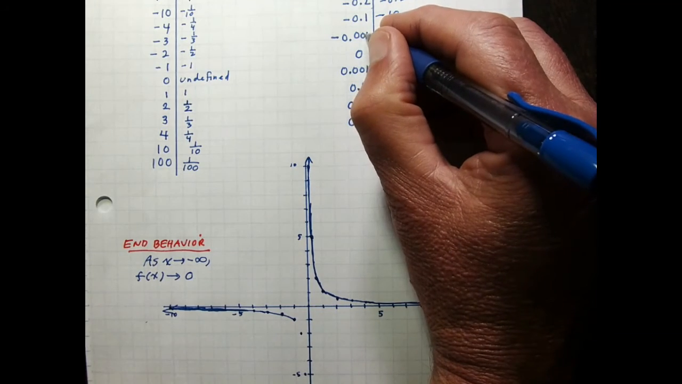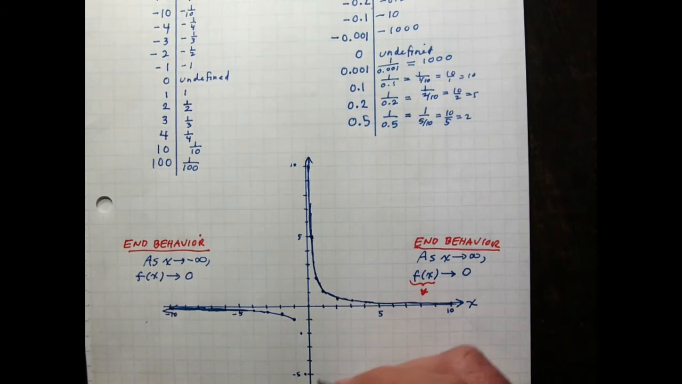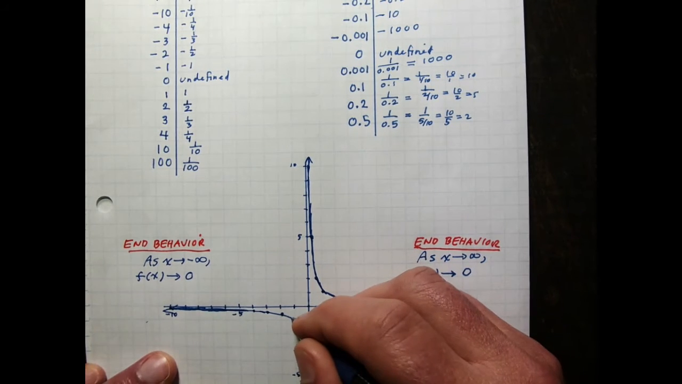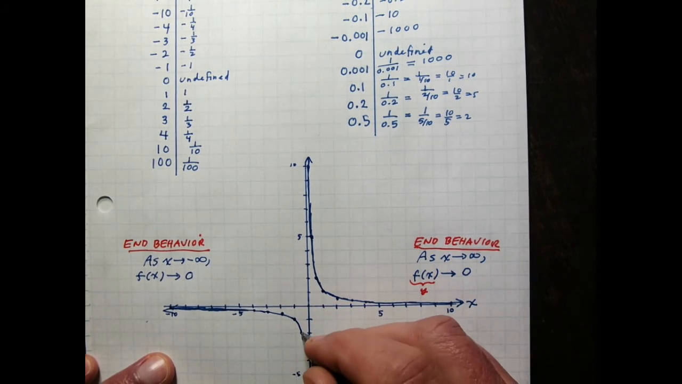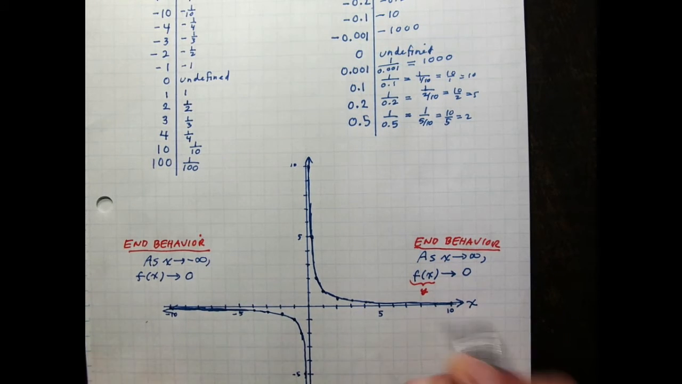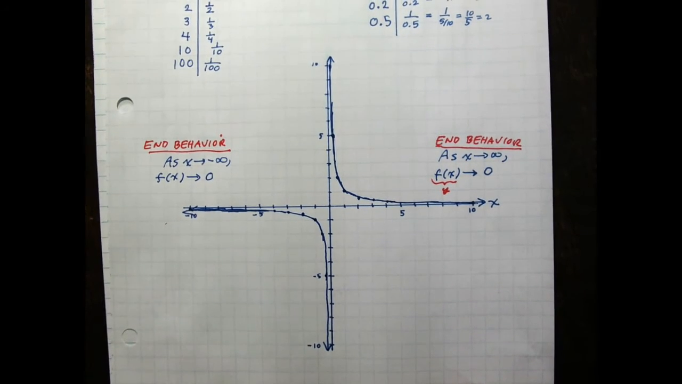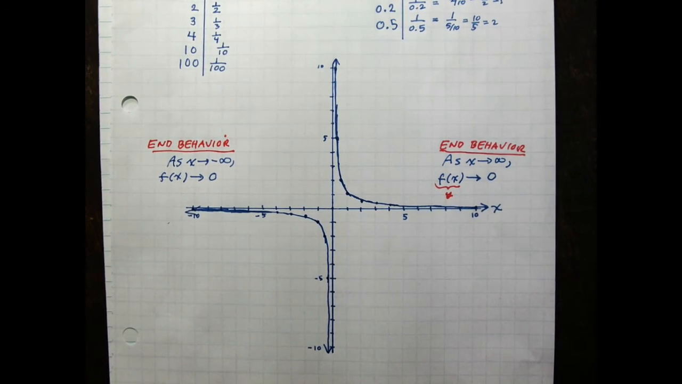And at negative 0.0001, I'm going to get negative 1,000, way the heck down here. So what's happening is we're just plunging downward on this side, right? So this graph never touches the x-axis, never touches the y-axis, and there we got our graph.